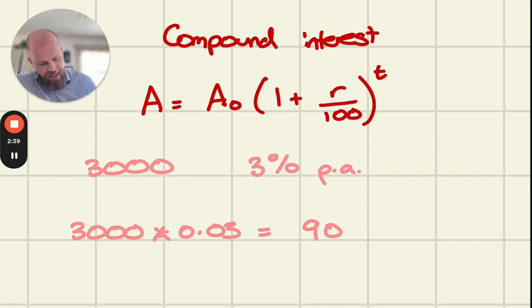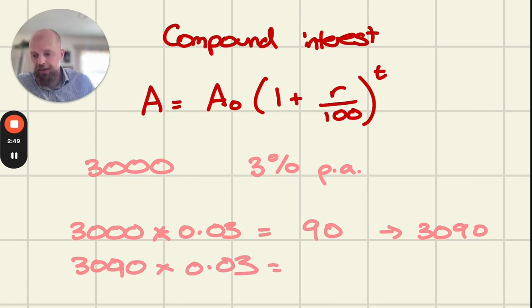So after the first year, you have $3,090. In the second year, you have $3,090 times 0.03, which we get in our calculator. 3090 times 0.03 is now 92.7. So you can see that they're paying you more. In the first year, they're paying you $90, and then the next year, they're paying you 92.7. And that interest is growing over time.